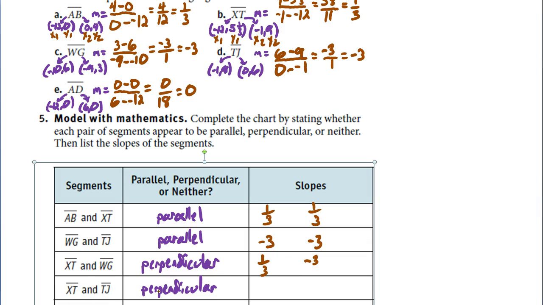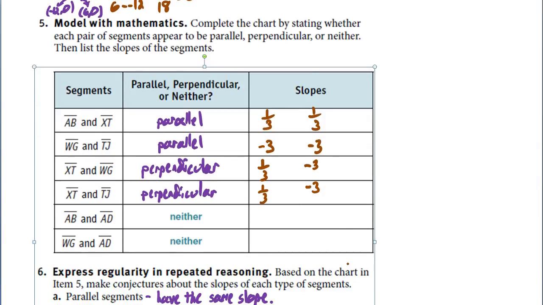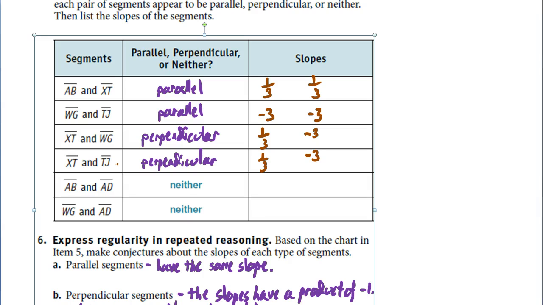These two segments turn out to be perpendicular as well. Segment XT had a slope of 1/3, and segment TJ, that was this one here in question D, that was negative 3. Remember, it was negative 3 over 1. We reduced to negative 3. What is the connection of these numbers? Okay, those next two did not look parallel, nor did they look perpendicular.